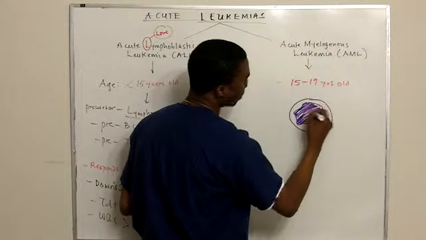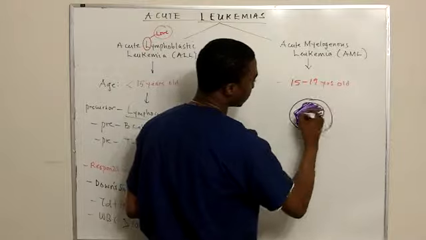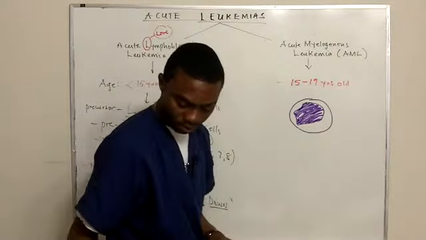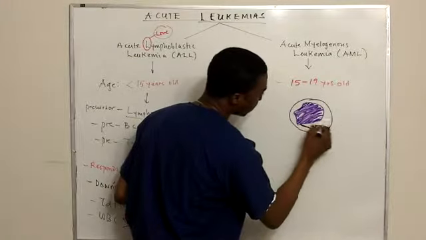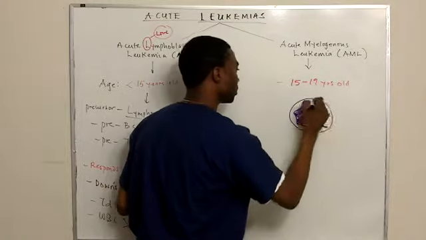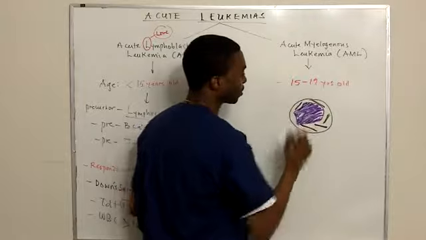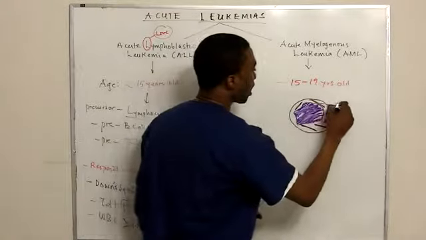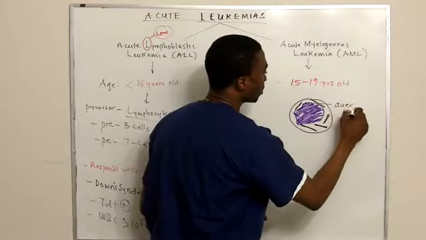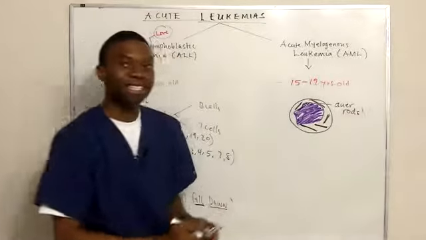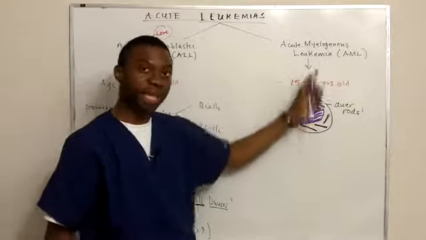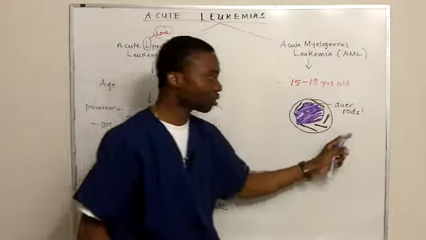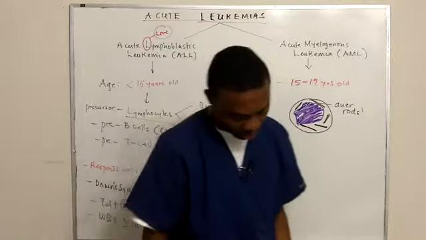And inside the Auer rod cells, you will see little rods in there. Those are called Auer rods. And this is the diagnostic histopathology that we always see in patients with AML. AML, Auer rods. AML, Auer rods.